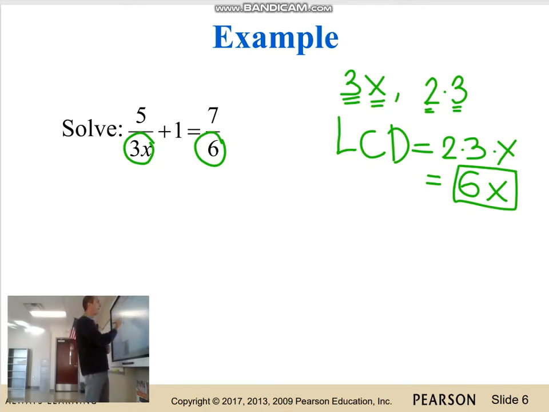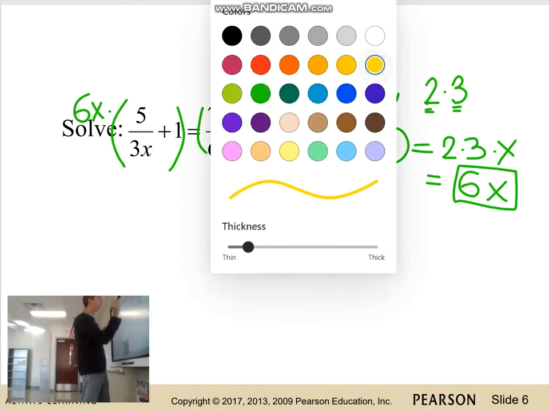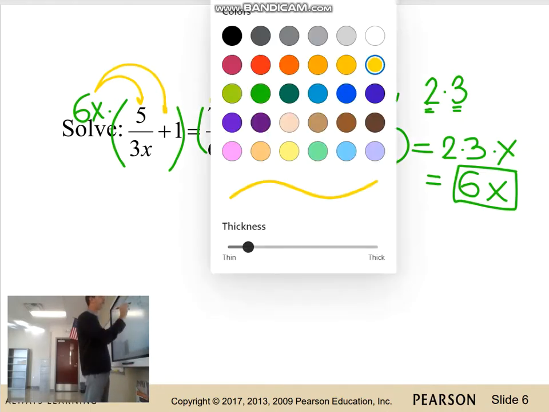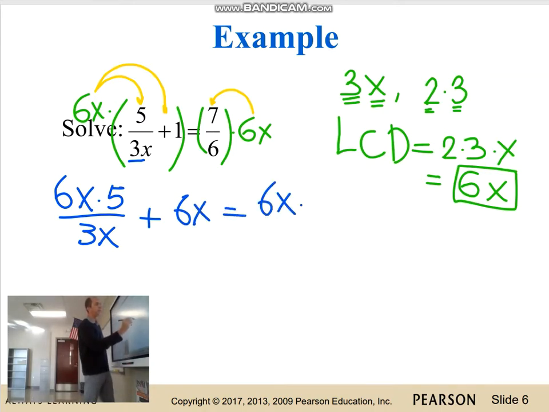So we're going to multiply both sides of the equation by what? By the least common denominator, 6x. So multiply both sides by 6x. Don't forget to apply the distributive property, especially here because you have two terms. Apply the distributive property, and then you have 6x times 5/3x, plus 6x times 1, equals 6x times 7/6.